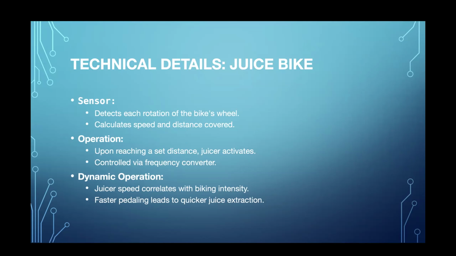And we have the speed of the juicer that is controlled with a frequency converter. So if you are slower, then the machine runs slower. But it's powered by normal electricity. It's not from the bike.